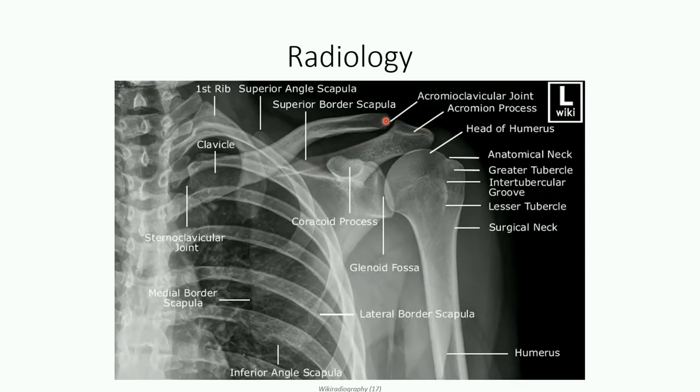The acromioclavicular joint appears as a discrete line separating the two bony surfaces. The coracoid process can be seen just inferior to the region. The glenoid fossa and humeral head are identified in close approximation. The greater and lesser tubercles of the humerus can also be distinguished in this view.